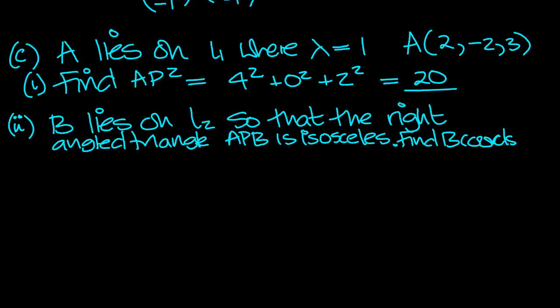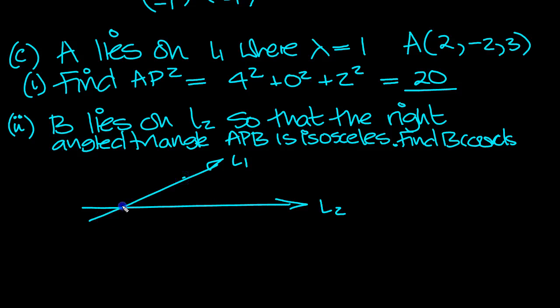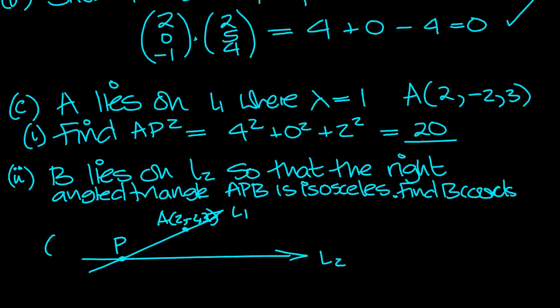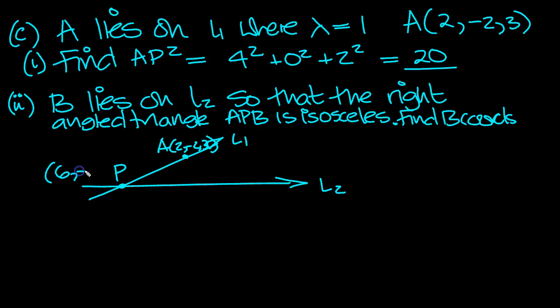Okay, so let's have a look what we got then. We've got our two lines, and we're told they're perpendicular. So there's L1 and there's L2. P is the point of intersection, isn't it? A lies on L1, and A was 2, minus 2, 3. If we can read that, we've got A there anyway. P, I'll just put the coordinates behind it. It's 6, minus 2, 1. That's P.